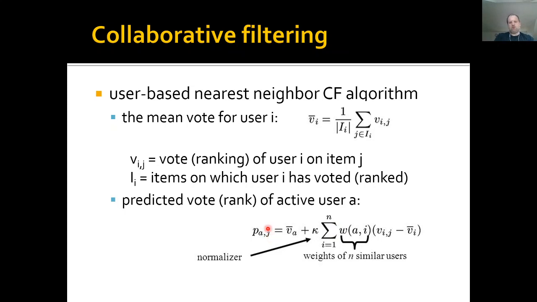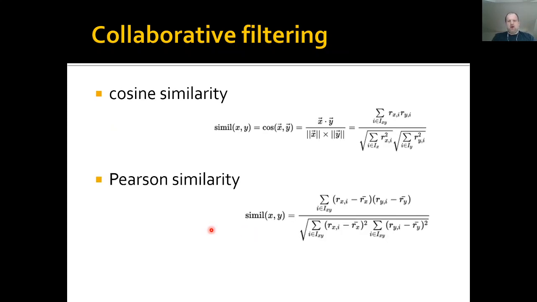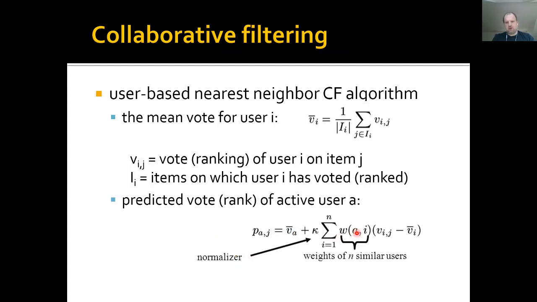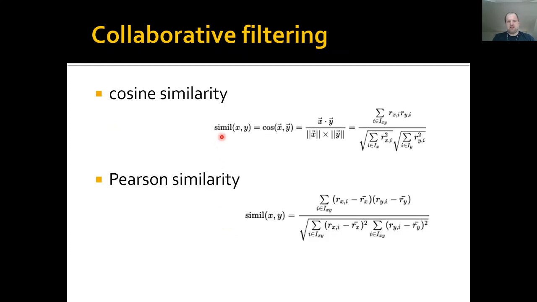So now we have a way to compute for every active user and every item the predicted score or rank of any item. Now, how to compute the function W? We must compute the similarity of two users, A and I, and this could be done again by cosine similarity if we take the two users as two vectors in the ranking matrix, but just on the dimensions where they really share some rating, then we can compute the cosine similarity.